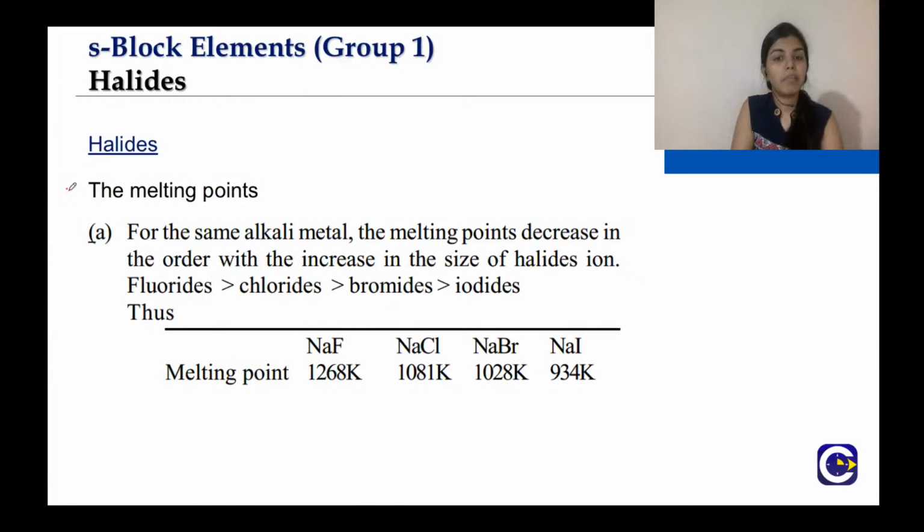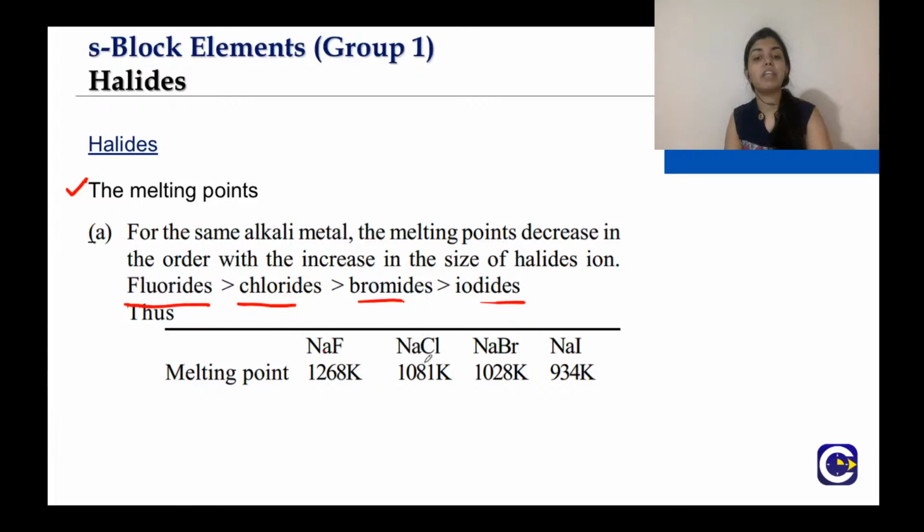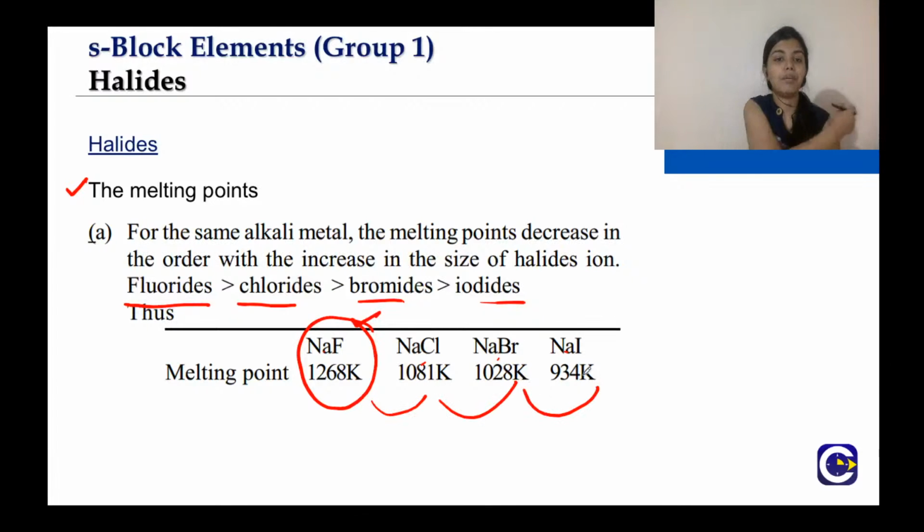Now for the melting points, you will see that fluoride will have a greater melting point than that of chloride, bromide and iodide for the same metal, right? So here if you compare sodium fluoride, sodium chloride, sodium bromide and sodium iodide, you can see that sodium fluoride will have a greater melting point than sodium chloride, then sodium bromide and then sodium iodide, right?